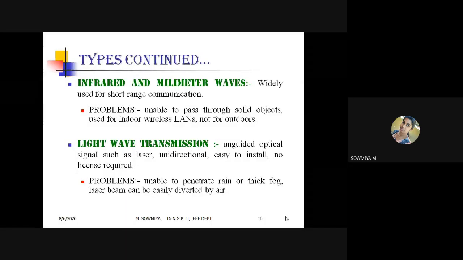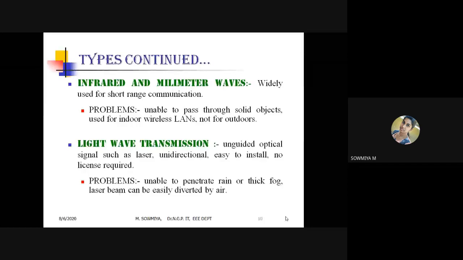Next, infrared and millimeter waves. As I told you before, microwave transmission is used widely in long-range communication, whereas infrared and millimeter waves are widely used in short-range communications. The major problem is that we can only access it indoors, like Wi-Fi connections. It is not possible outdoors, and it can't penetrate through solid objects.